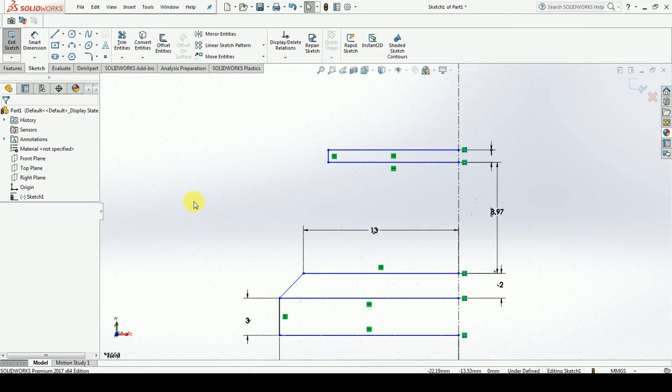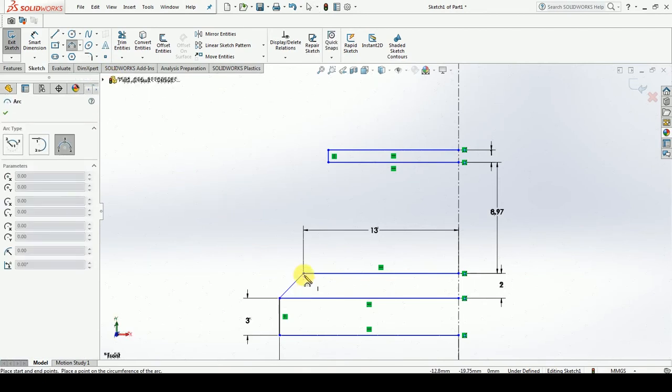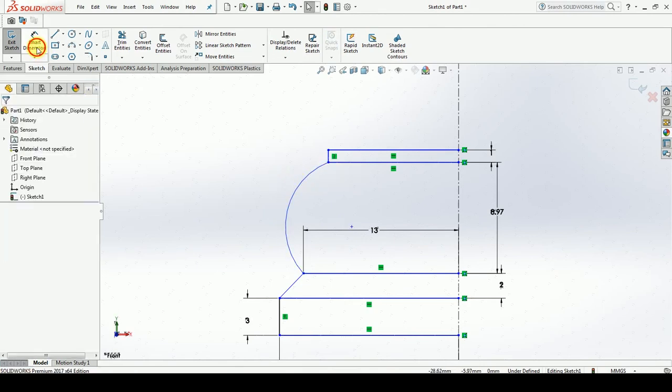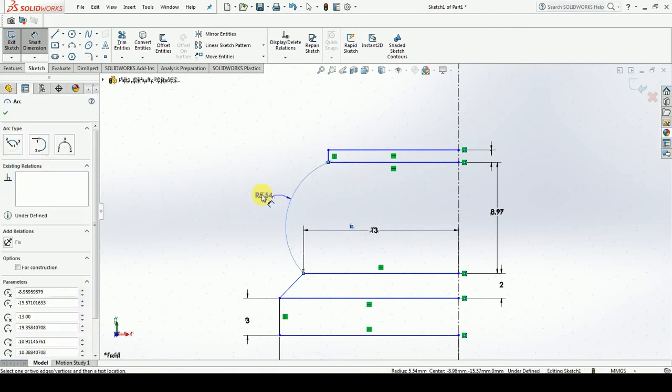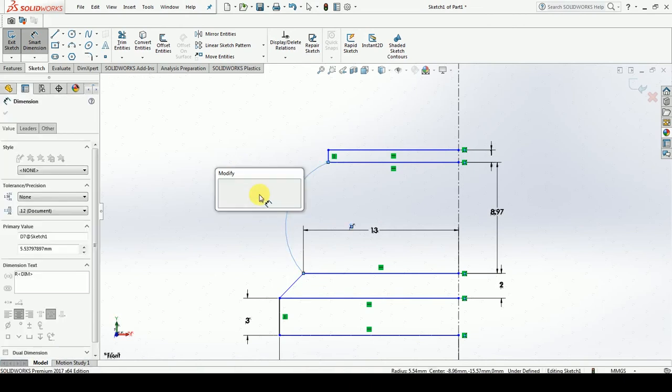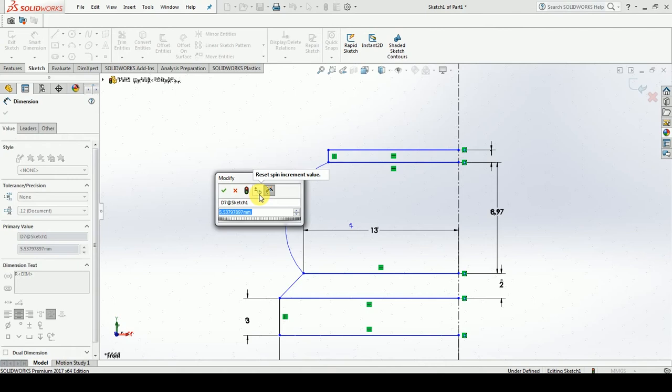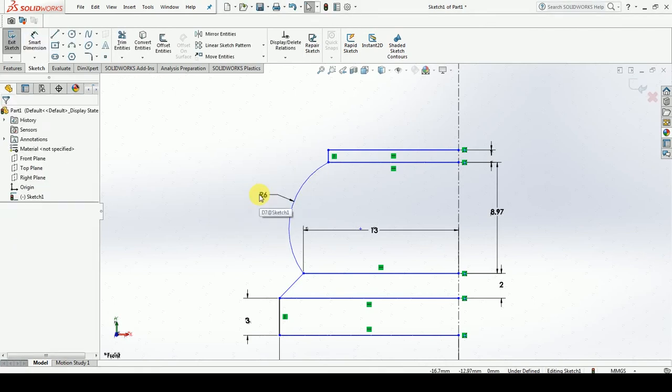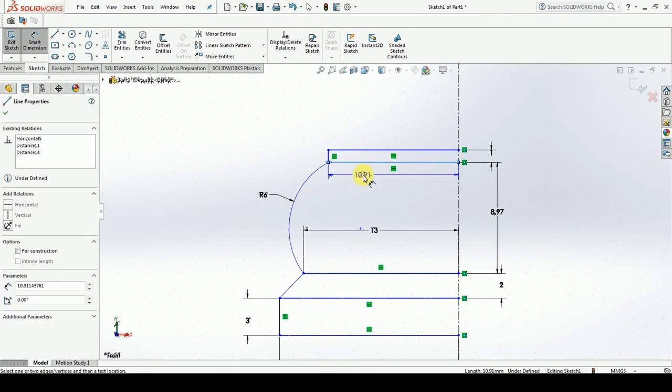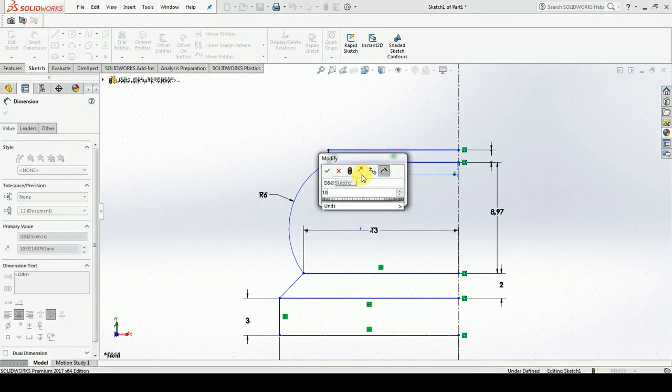So we have to draw a half curve section here. Select the 3-point arc, select the first point and then the second point, and click randomly outside. The radius of this arc is 6 millimeter and the dimension is 10 millimeter.